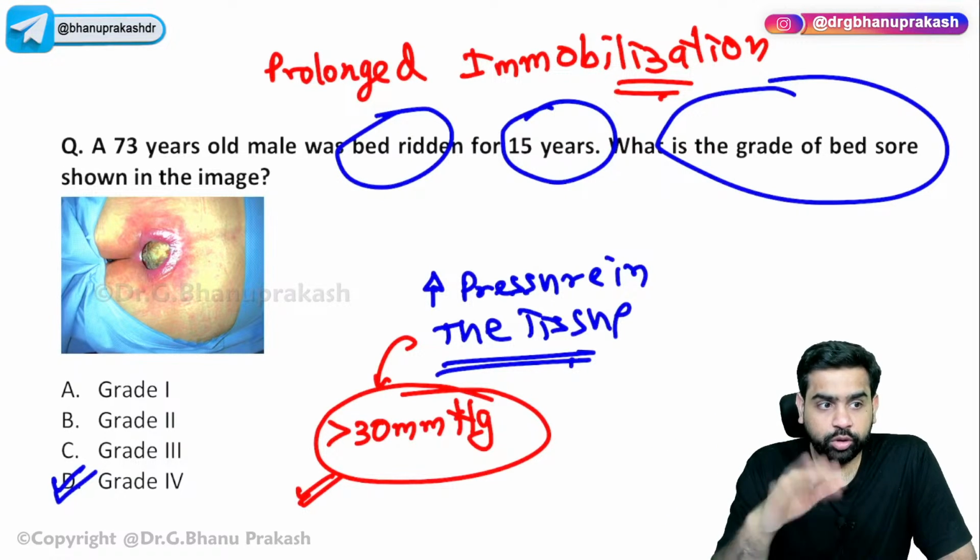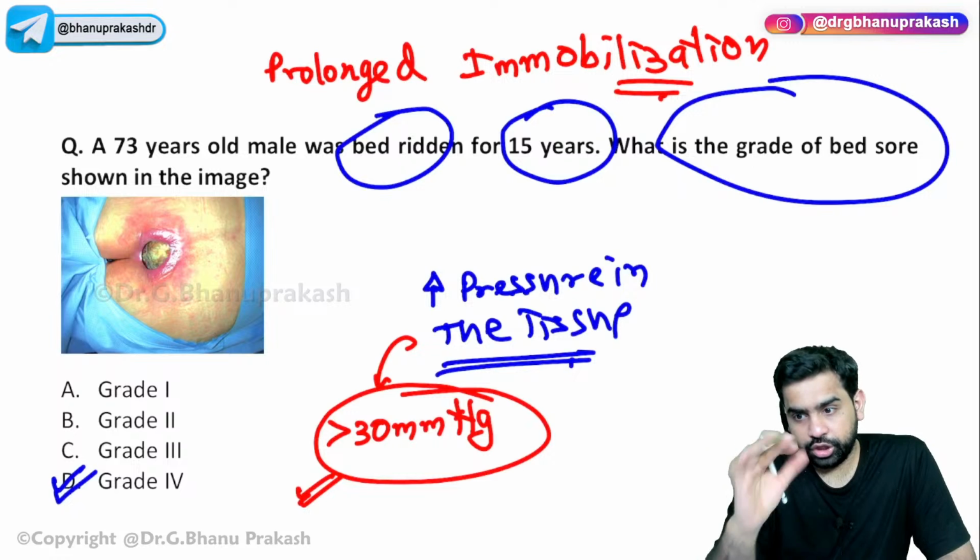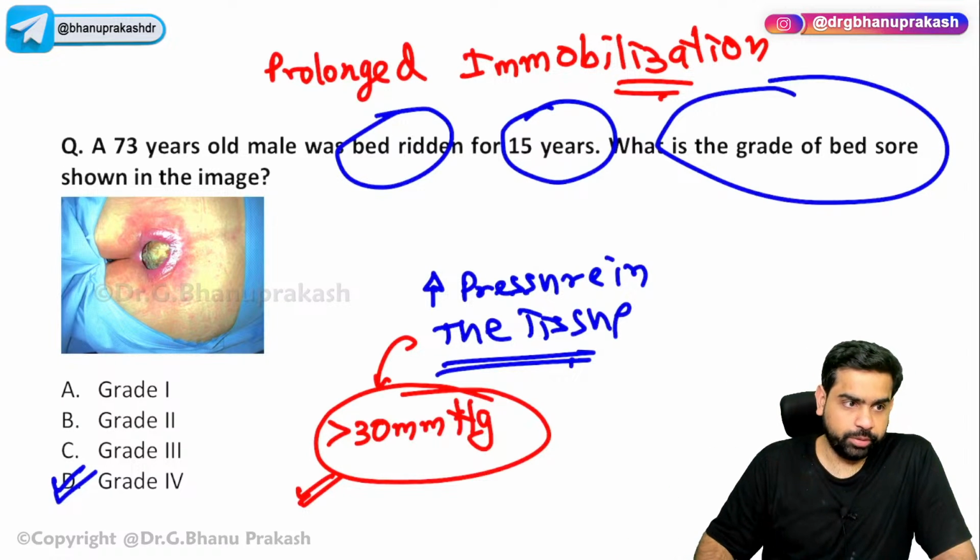Okay, more than 30 millimeters of mercury, which is basically your capillary closing pressure. So that is your capillary closing pressure.